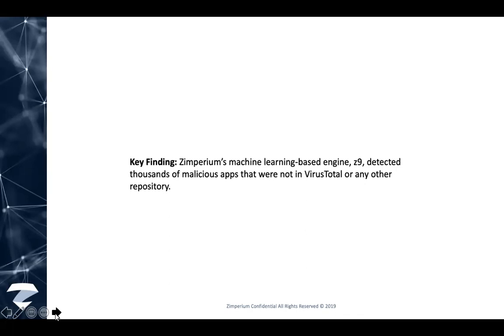You can on Google. So whether it was on-device on Android or after the inventory on iOS, Z9 detected literally thousands, tens of thousands of malicious apps that were not in VirusTotal or any other repository. So our machine learning-based engine is detecting these things coming out all the time. It's interesting that every once in a while you see a new blog about a new type of malware that's coming out and people are writing about it.